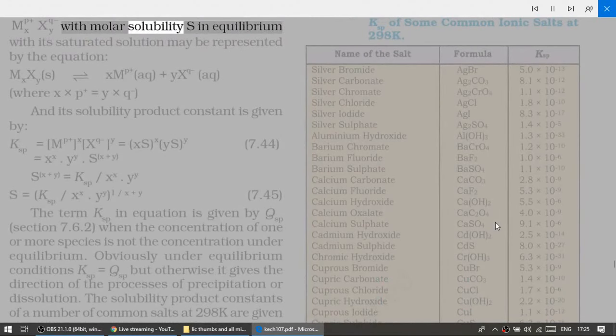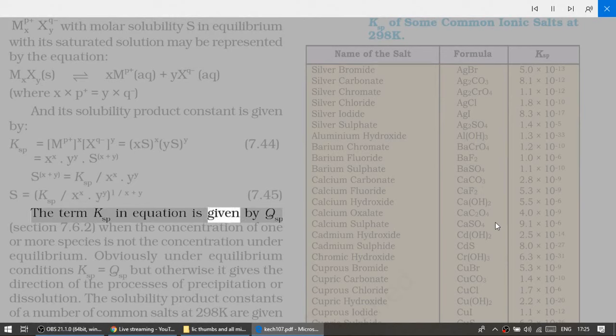Equilibrium: a solid salt of the general formula MxXy with molar solubility S in equilibrium with its saturated solution may be represented by the equation MxXy(s) ⇌ xM^(p+)(aq) + yX^(q−)(aq), where x times p+ is equal to y times q−, and its solubility product constant is given by Ksp = [M^(p+)]^x [X^(q−)]^y = (xS)^x (yS)^y (7.44) = x^x y^y S^(x+y). So S^(x+y) = Ksp / (x^x y^y), and S = (Ksp / x^x y^y)^(1/(x+y)) (7.45).